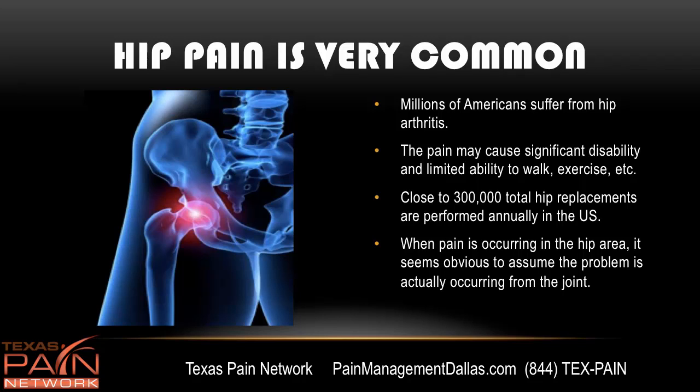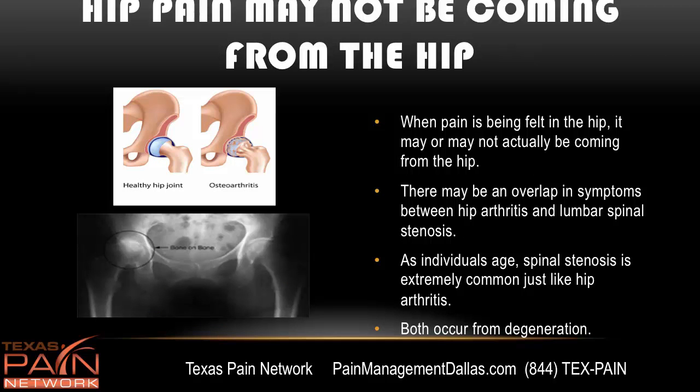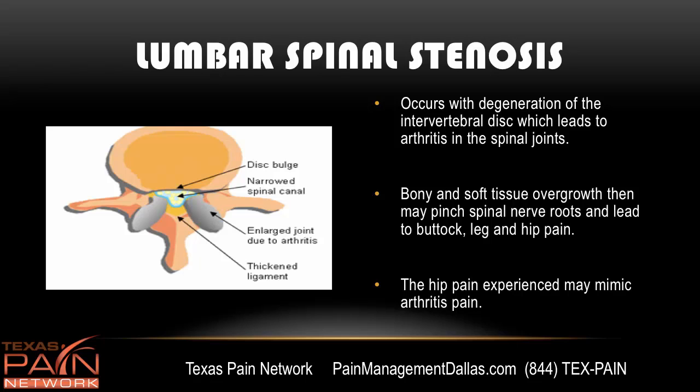And when pain is occurring in your hip area, it just seems obvious to assume the problem is actually coming from the joint. But it may not be coming from the joint. There may be an overlap in symptoms between hip arthritis and lumbar spinal stenosis. As individuals age, spinal stenosis is just as common as hip arthritis. Both occur from degeneration, and it can mimic hip arthritis.